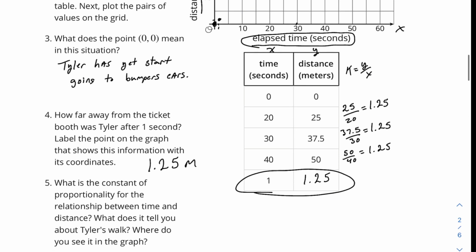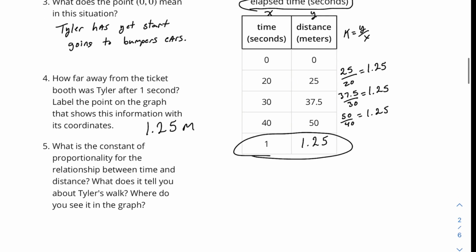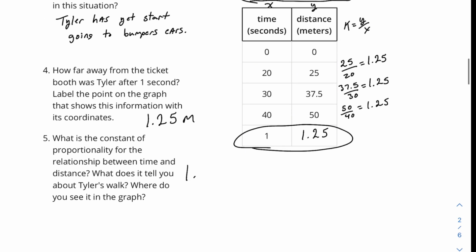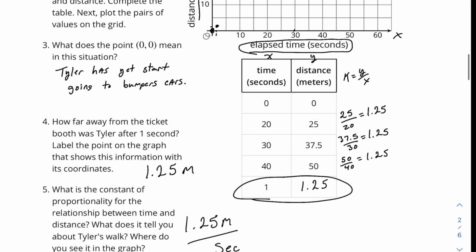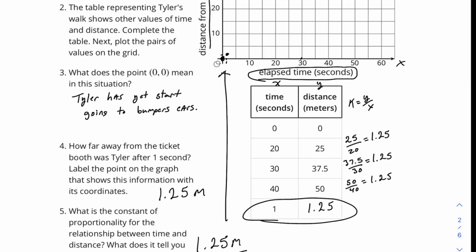And 5, what is the constant of proportionality for the relationship between time and distance? And what does it tell you about Tyler's walk? Well, we've kind of said that multiple times. It means he's walking 1.25 meters per second. It's his speed, or his rate of walking, 1.25 meters per second. And we can see that on the graph where we have the 1 and 1.25. So whenever we have our x value of 1, the y value will be the constant of proportionality on our graph.